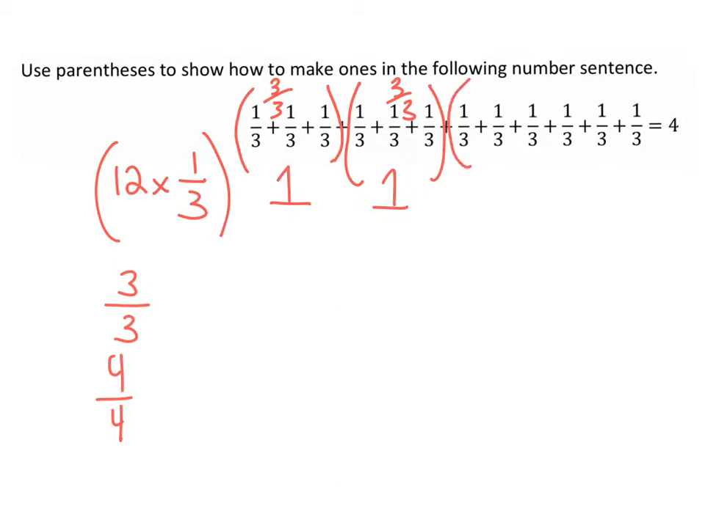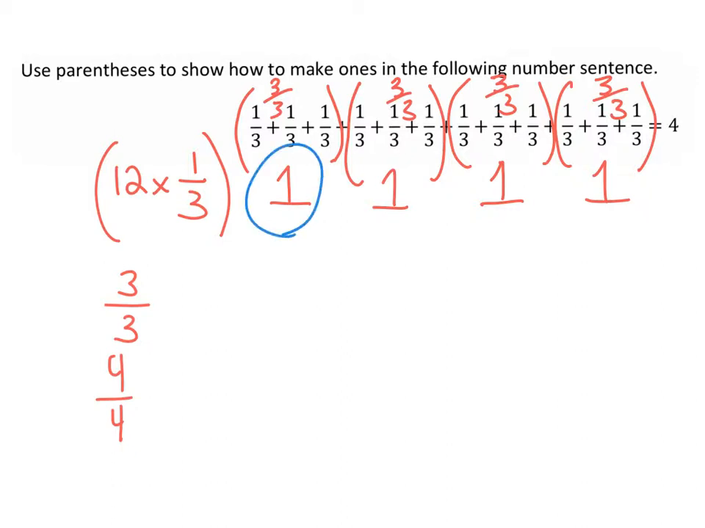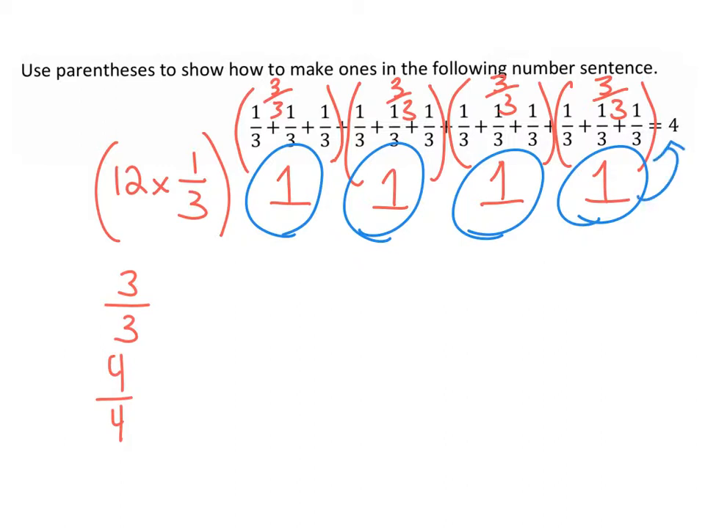Then we have another one. 1/3 plus 1/3 plus 1/3 is 3/3. That represents another whole. And then our last group is equal to 3/3, which is another whole. So if you see this, we have one whole plus another whole, and our last whole, all equal to 4.